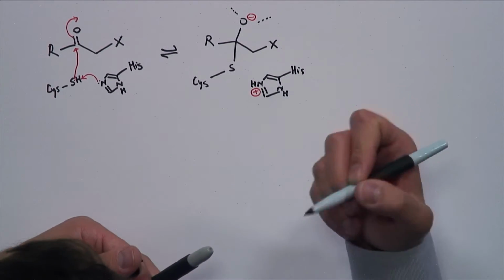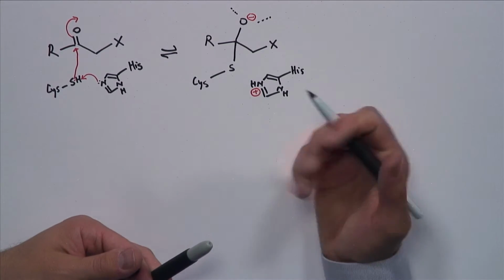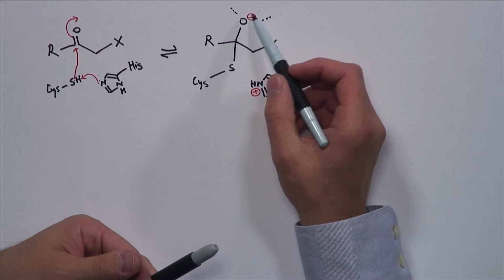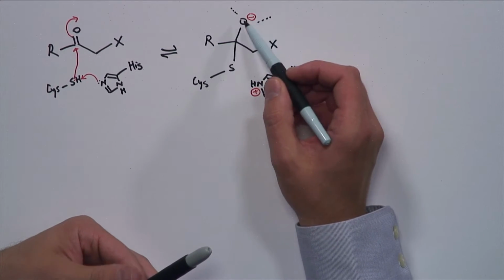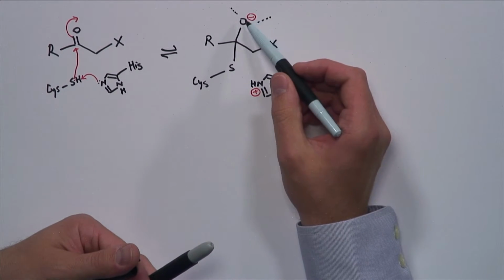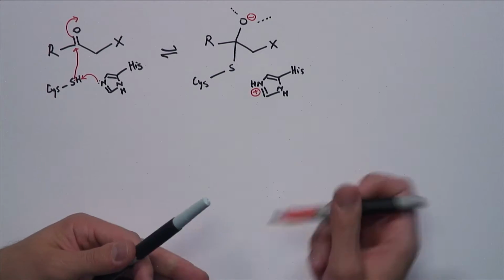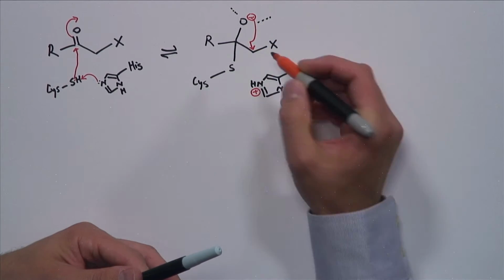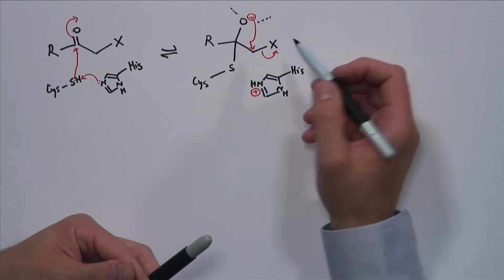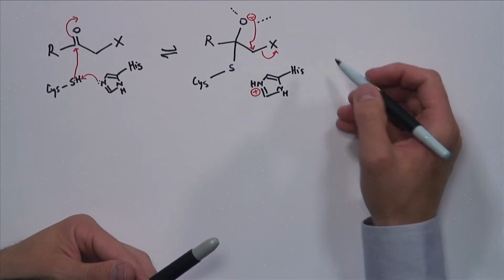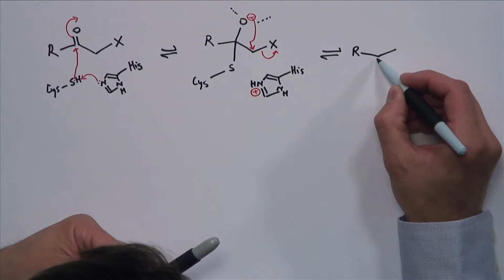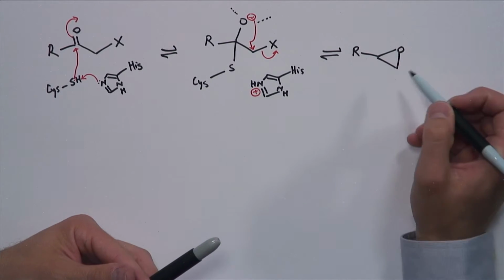Now, in the next step, this is something that you can't really anticipate or know without doing some experiments, but it turns out this O- is a good SN2 nucleophile to displace the good leaving group X. So we're going to have an SN2 reaction. The O- attacks the carbon, and then the X takes the electrons and leaves. So what we're going to form here is an epoxide. All right, so this is the epoxide.